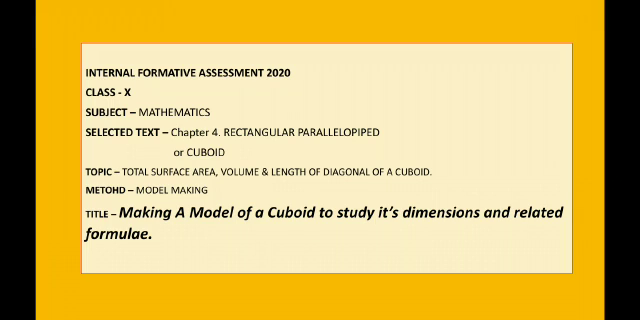You have to do only one project work here in the subject of mathematics. Your selected text is chapter 4, rectangular parallelepiped or cuboid. Topic is total surface area, volume and length of diagonal of a cuboid. Method is model making. Title is making a model of a cuboid to study its dimensions and related formulae.